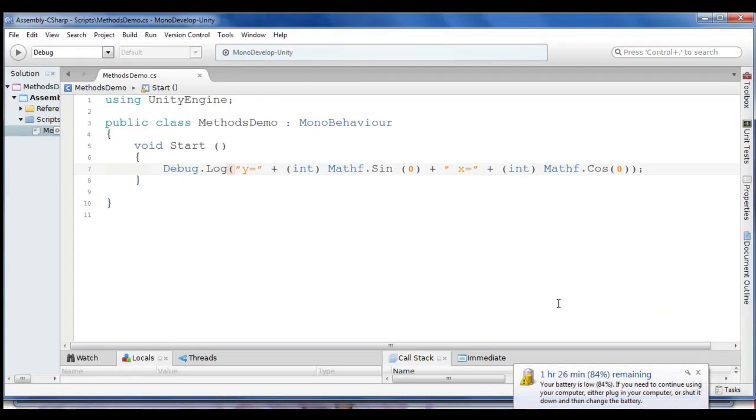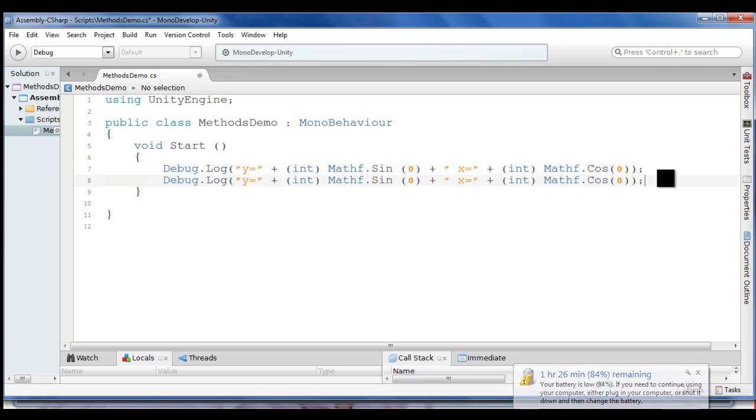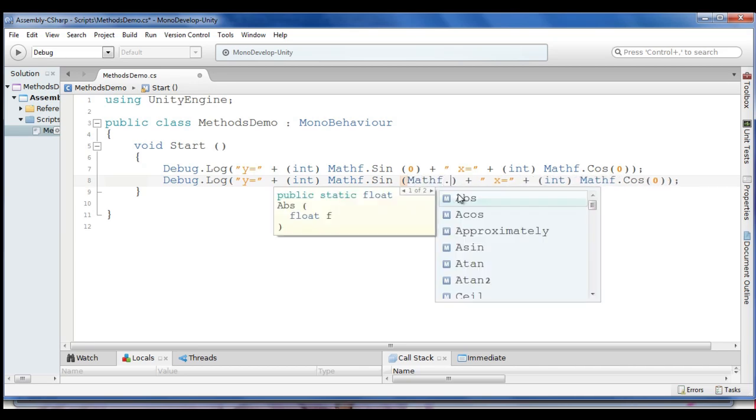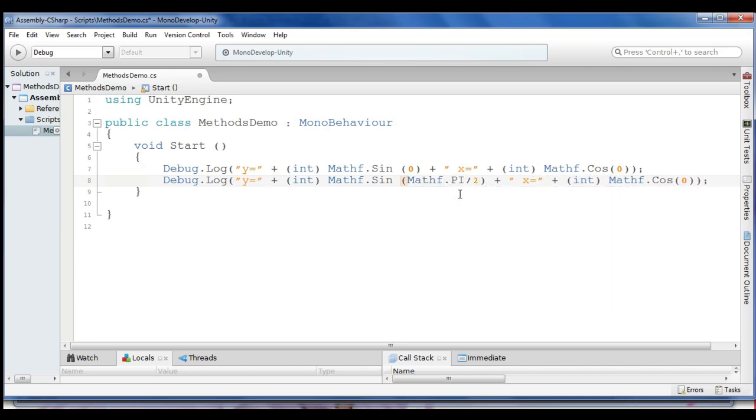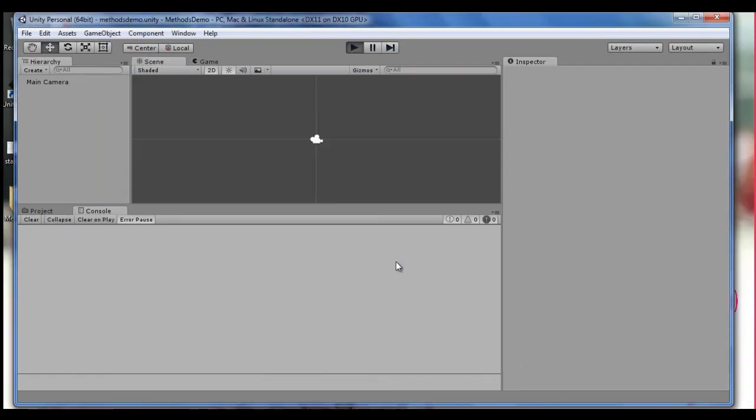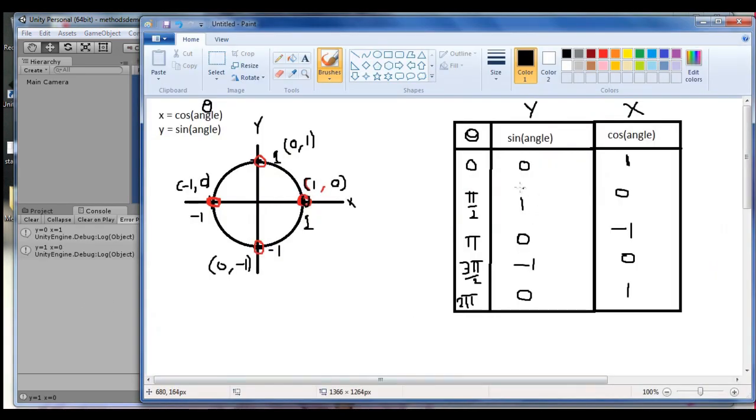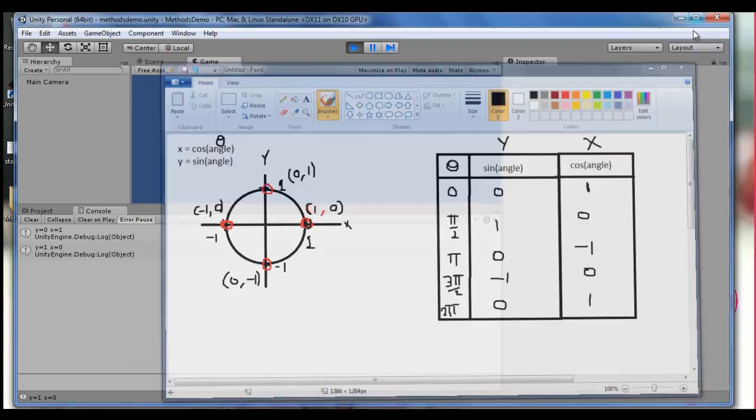Let us see for the next one. Let me copy this and paste it down. Let us see for pi by 2. So how do we write? Mathf.PI divided by 2. Same thing I will pass to this one. Remember that cos and sine functions are going to take radians, and we are passing radians here, not degrees. Let us save and run and check. If I run the code, you can see 1 and 0, and that is what we have found here, 1 and 0.